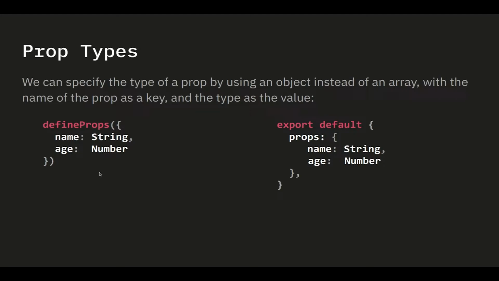You can also define prop types. So instead of using an array and just giving the name of your prop, you can use an object instead, and then provide the type of it. In this example, you've got name, which is a string, and age, which is a number. Likewise, this is the options API way, and it's a pretty similar process.